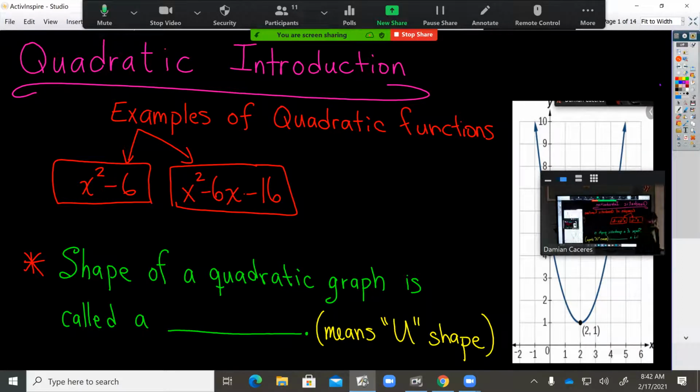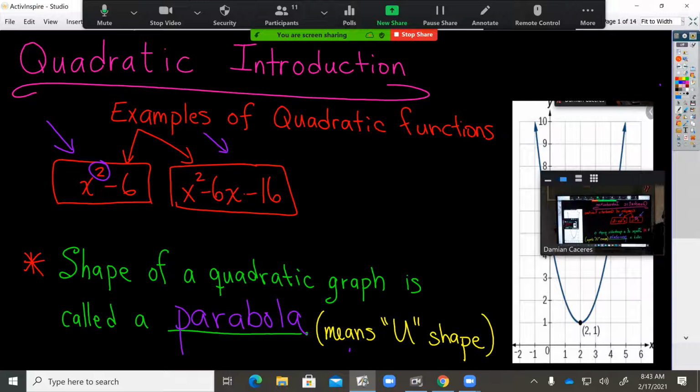All right, so the first thing we'll talk about under the quadratic introduction, something you saw in the last section, which was polynomials. Any equation that has the highest exponent of a 2 is a quadratic function. And any equation that is a quadratic function creates a U shape. What do we call that U shape? Parabola. So that's the first word you're going to learn here. Parabola. The shape of a quadratic graph is called a parabola. It's a U shape.